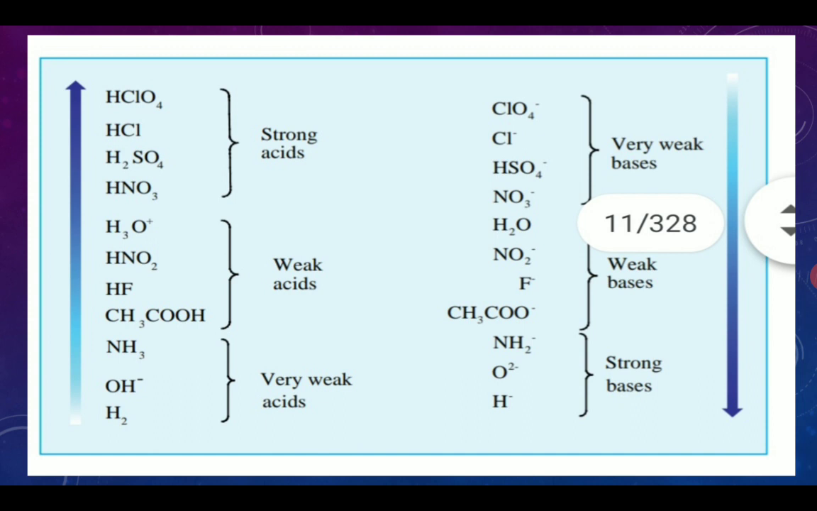HClO4 is a strong acid, HNO3 is also a strong acid, H3O plus is a weak acid. Similarly, acetic acid is also a weak acid. Ammonia is a very weak acid.